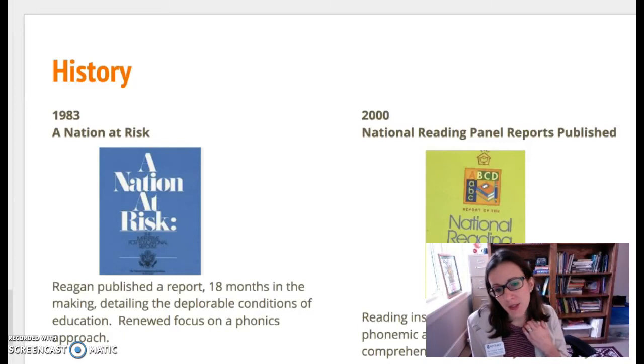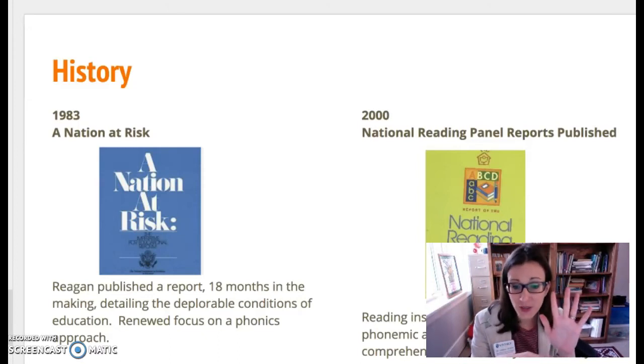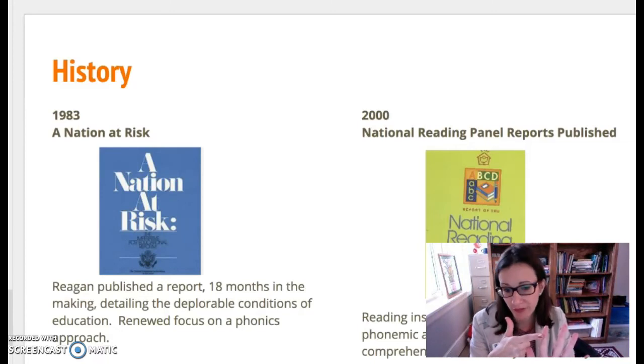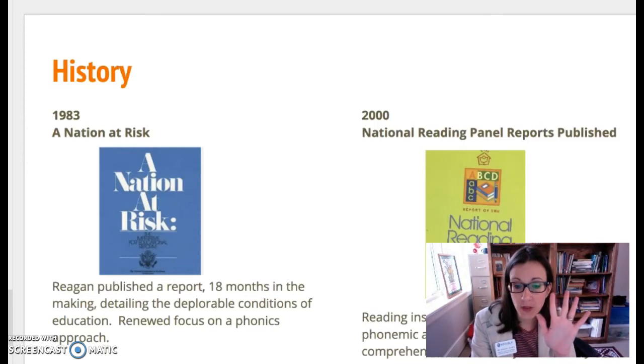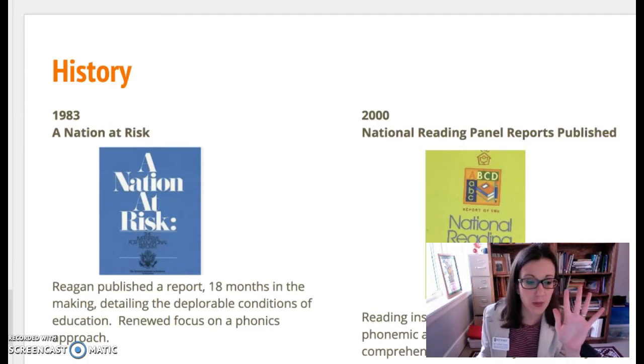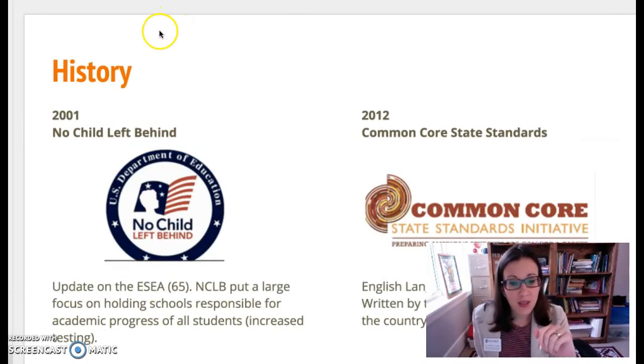In 2000, the National Reading Panel published their report, which hit very hard the 5 pillars of literacy, which was reading instruction needed to include phonemic awareness, alphabetic principle or phonics, comprehension, vocabulary, and fluency. And so for a student to have access to great quality literacy instruction, they needed those 5 components, those 5 pillars. 2001, we have No Child Left Behind.